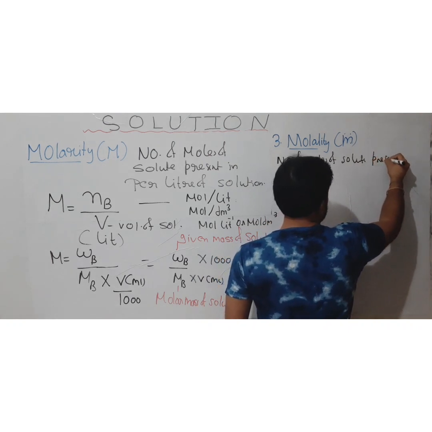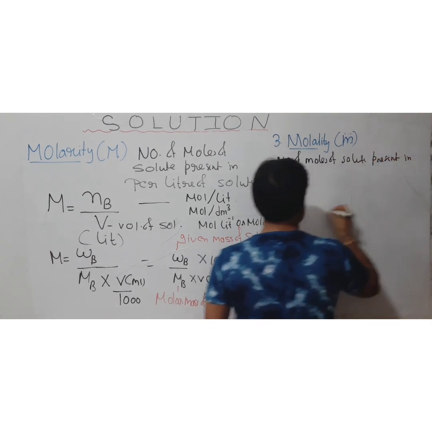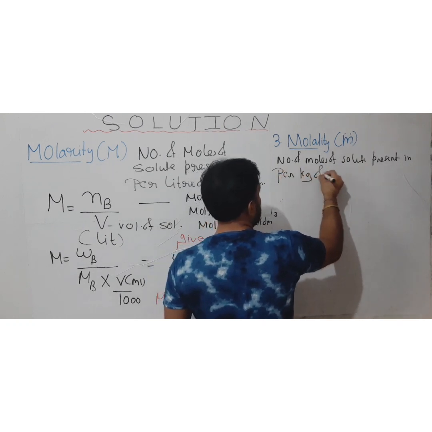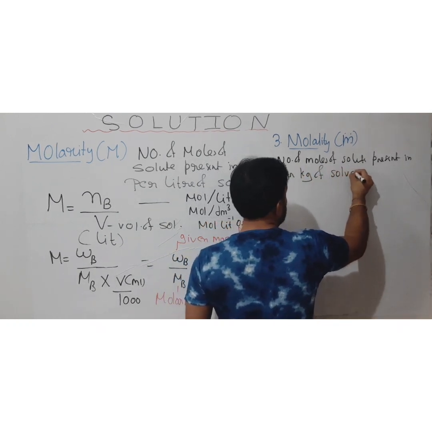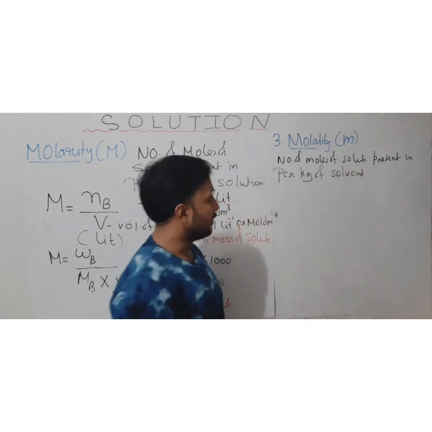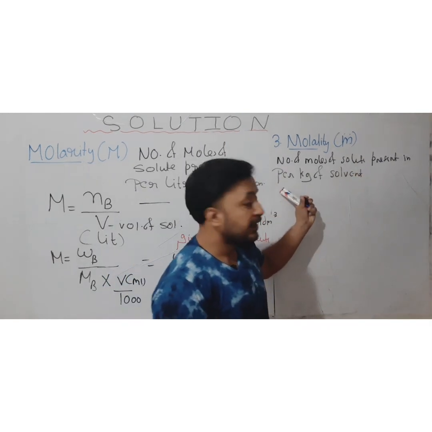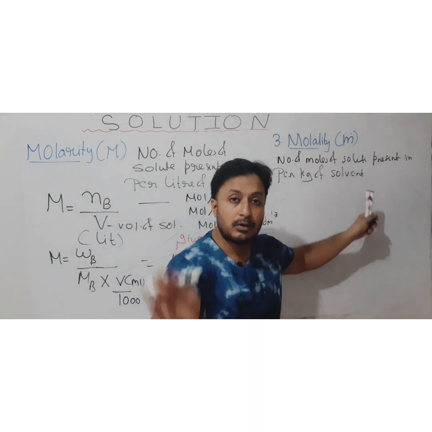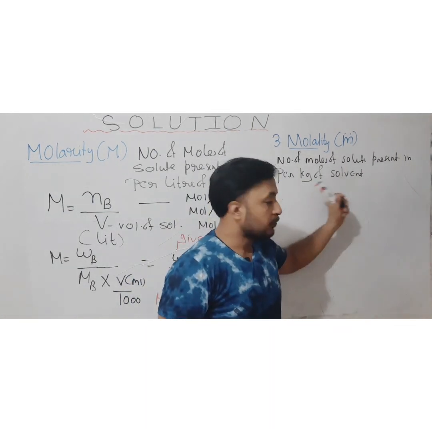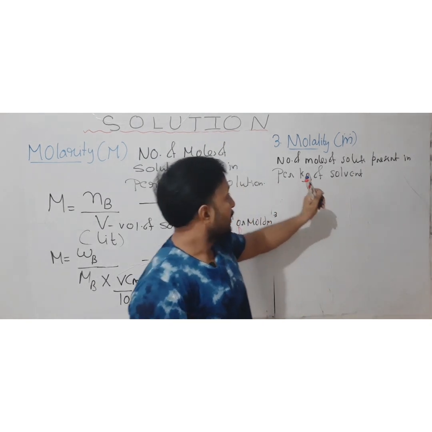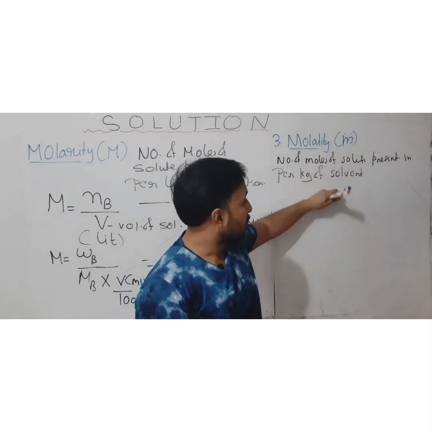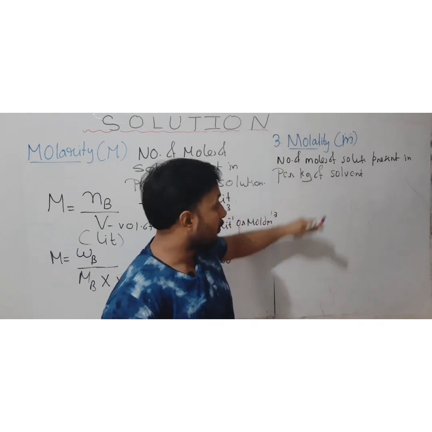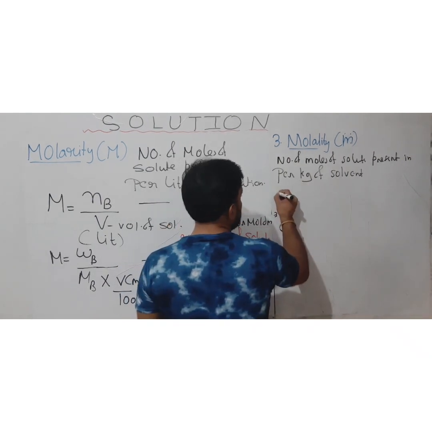present per kg of solvent. Two things here are changed. One, that it should be present in per kg, that is the mass is used, and that is true of solvent, not of solution. So mass of the solvent is going to be compared. So moles of solute are compared with mass of the solvent here, and that is the mass of the solvent in kg. Okay. So how we can write the formula of molality?